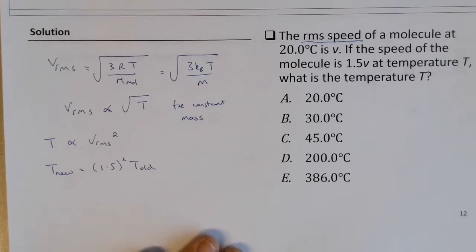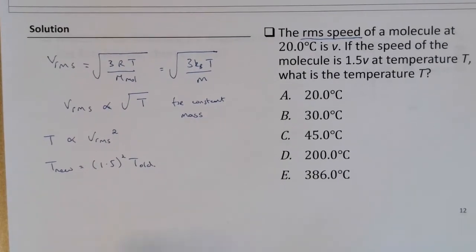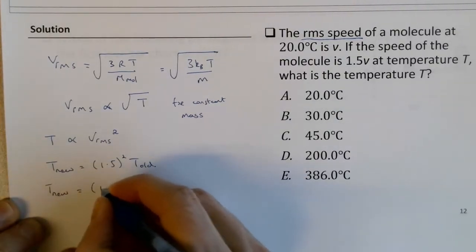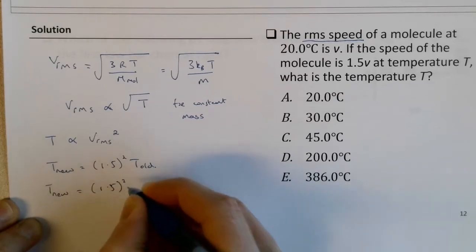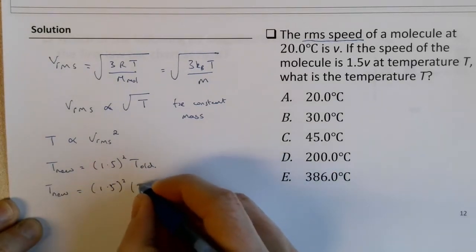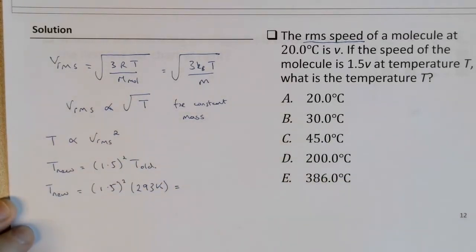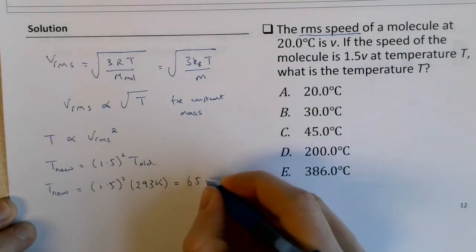We're far from finished, because you've got to be careful. Anytime you're working with RMS speeds, you must be working with absolute temperature. So it's not 1.5 squared times the 20, but 1.5 squared times the temperature in Kelvin. So the new temperature is going to be 1.5 squared times the original temperature, which is 293 Kelvin. And that gives an answer of 659 Kelvin.